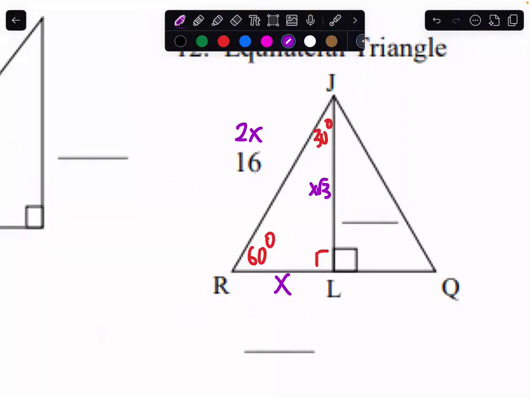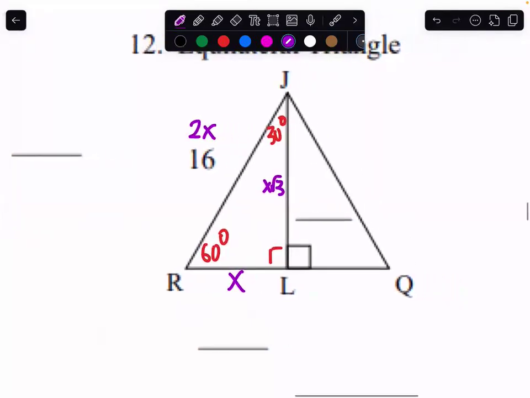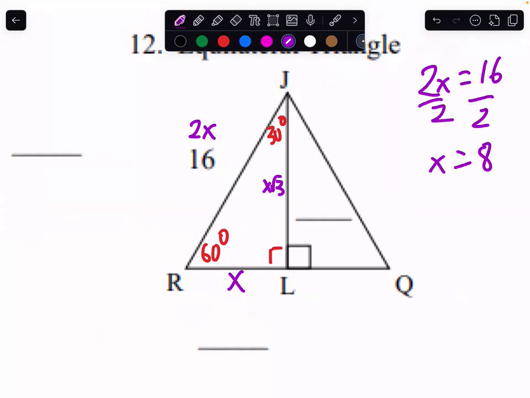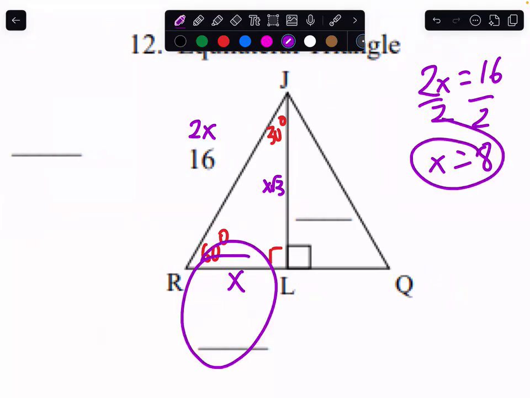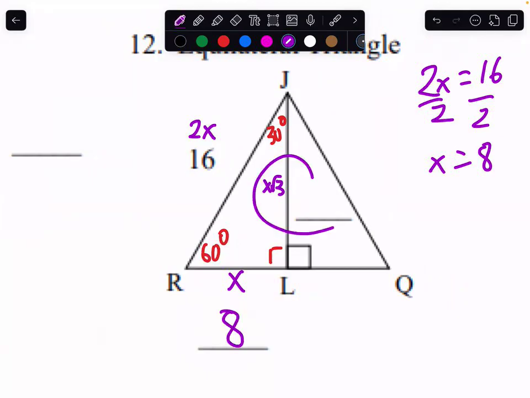The reason we do that is now we can say, well, the side that I labeled 2X is told to us as exactly 16. So 2X must turn into 16. So for this problem, X would be 8. This side that's labeled X is simply 8. And this side over here, X radical 3, now that we know that X is 8, becomes 8 radical 3.